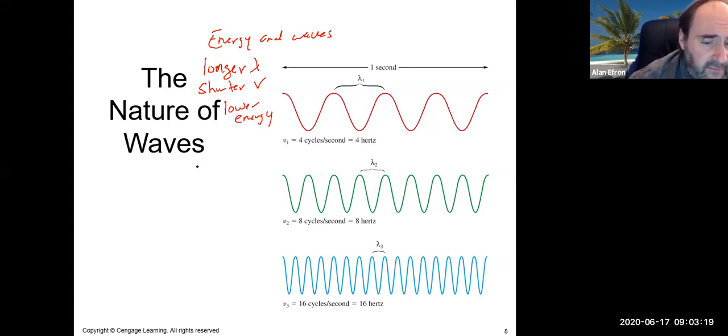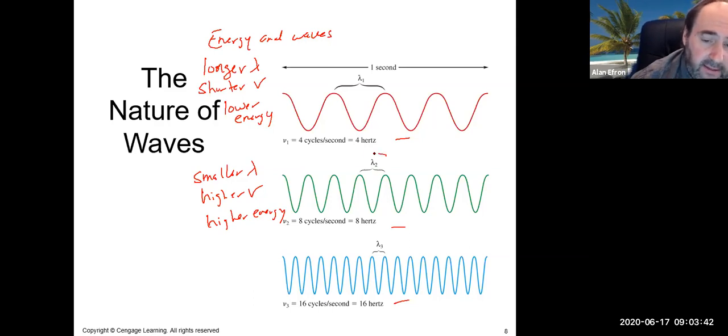And vice versa, if we have something that has a smaller wavelength, it usually will have a much higher frequency. And usually in terms of energy, it will have a higher energy. So we just look at these waves from different colors of light. That's the red, that's green, and obviously that's in the bluish range. We see that the red wavelength here is much longer than the green, and obviously much longer than the wavelength that we see for the blue.